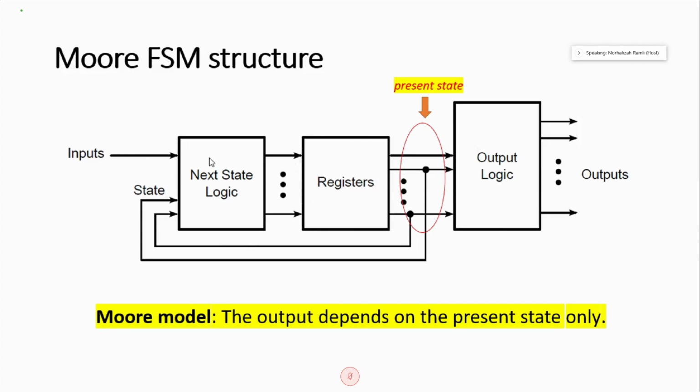Now, what is the Moore structure? You have the input coming to your next state logic, and then you have the present state, and the output only depends on the present state. So the next state depends on the input. However, the output depends only on the register, that means on the present state. Therefore your output will look like it is triggered by the clock, and it only changes when the clock comes.